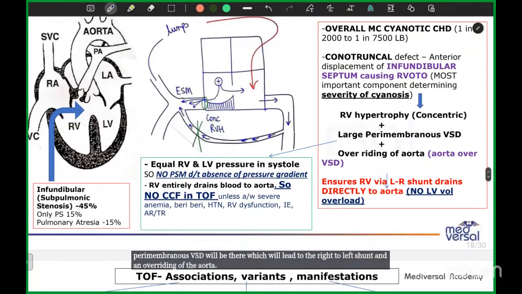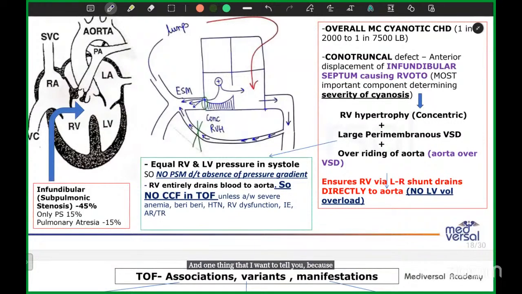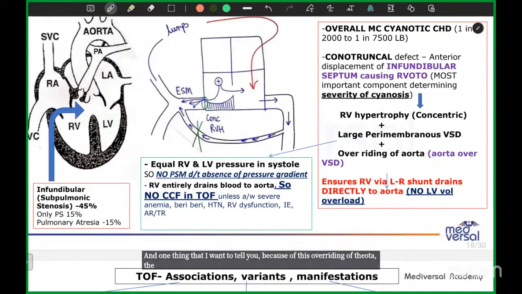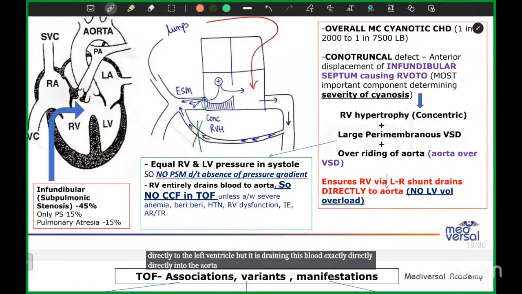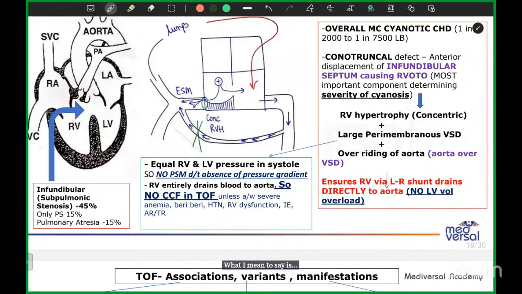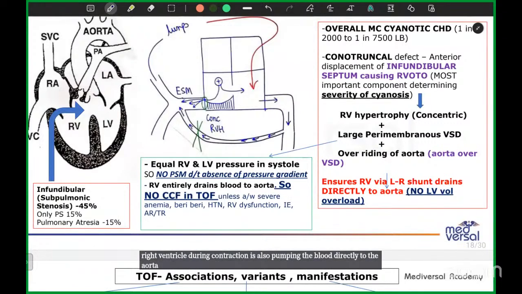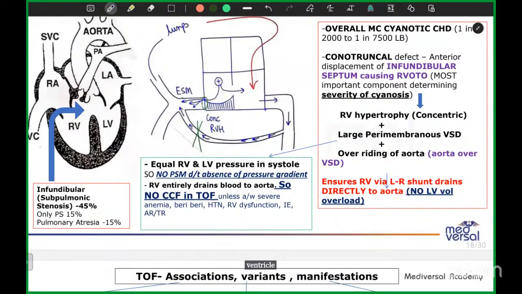And one thing that I want to tell you, because of this overriding of the aorta, the right ventricle is not draining this blood directly to the left ventricle, but it is draining this blood directly into the aorta. What I mean to say is, the left ventricle on systole is pumping blood to the aorta. The right ventricle during contraction is also pumping the blood directly to the aorta, which means that the left ventricle is never showing you signs of overload. This is something which is very important.